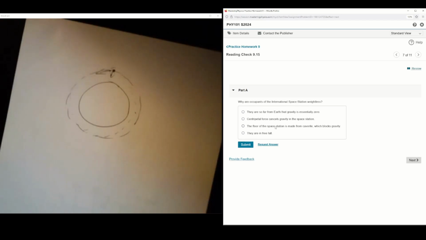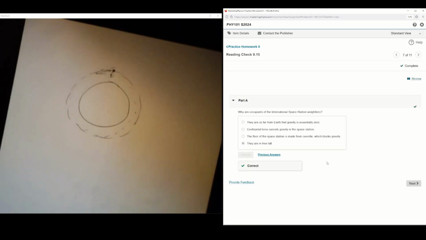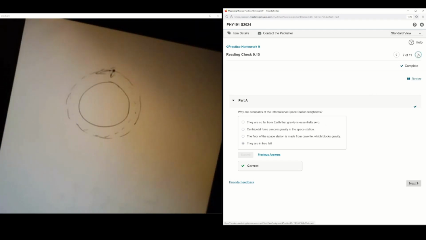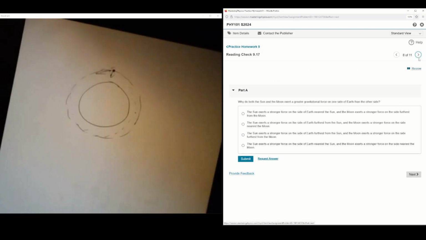And so that's what I'm going to look for. They are in free fall, looks like the best answer. They are so far from Earth, I'm just going to ignore that. Centripetal force is fake. The floor of the space station is made from what? Some fake material, I guess. I don't know. Nothing blocks gravity. As far as we know, nothing blocks gravity. So the only one that makes sense to me here is the last one. And that's what we mean by an orbit, is they're always falling. It's like free fall, except you're moving to the right or to the left.